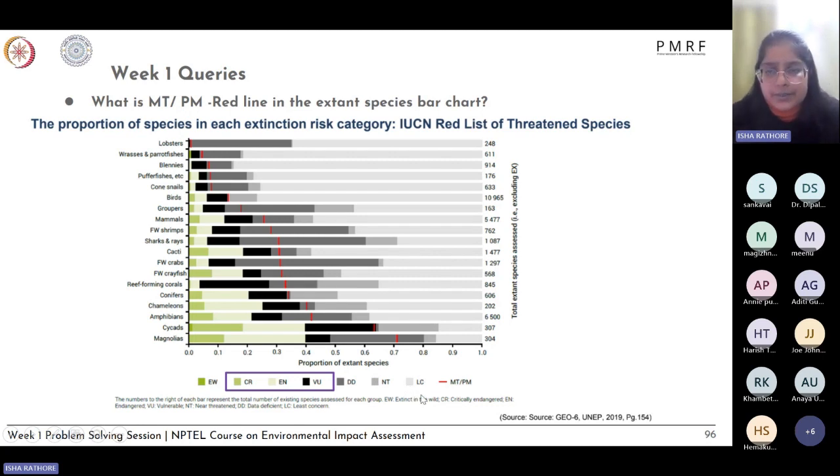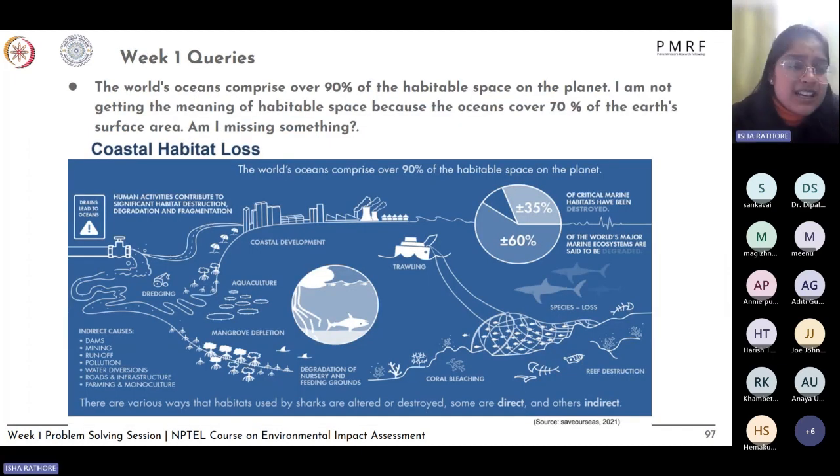So this is a graph where we look at the different species in the red list of threatened species. And the red line which is shown here is basically the sum of both the critically endangered and vulnerable species groups. If you want to understand, I think the figure doesn't mention what this red line means. So this is what it means. Okay.